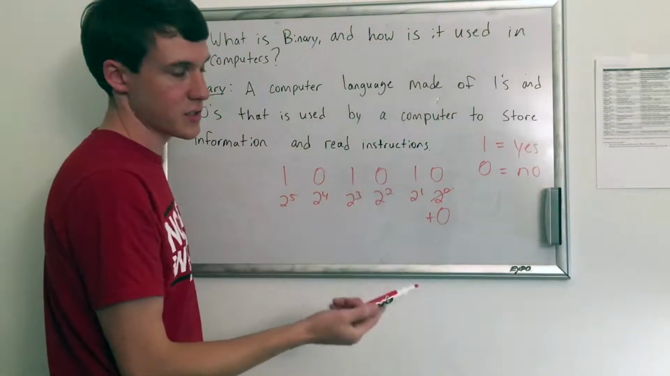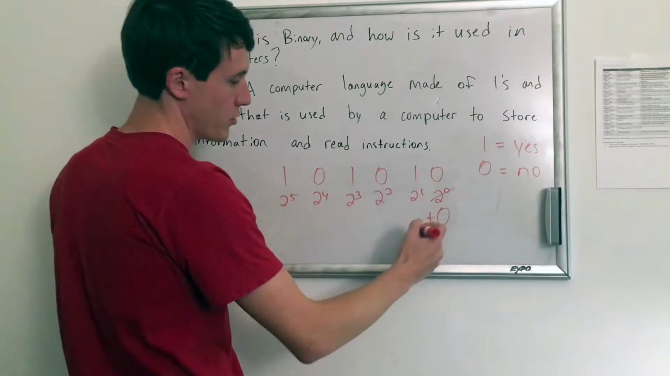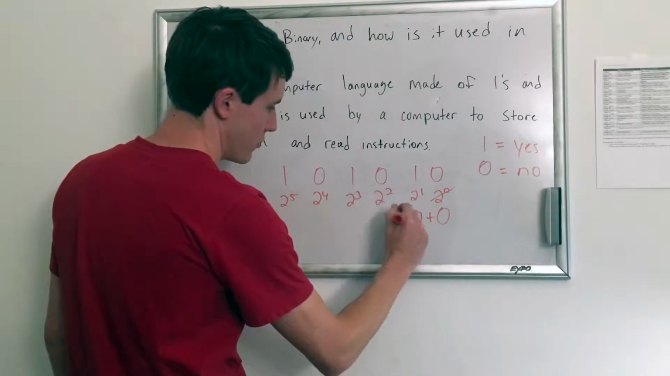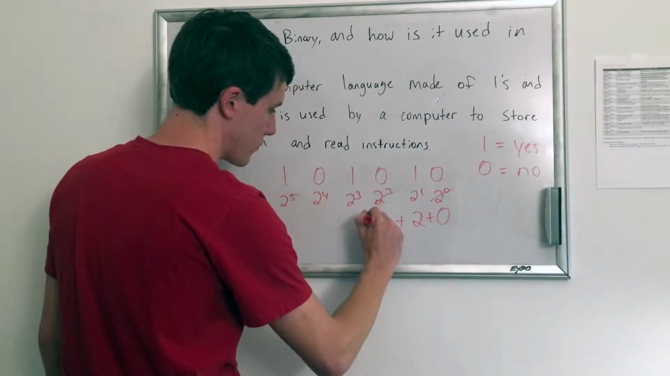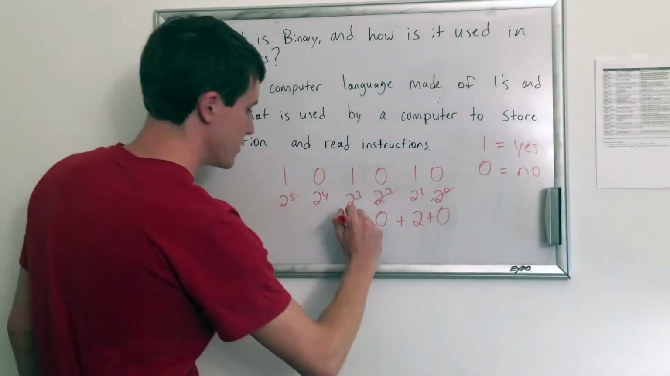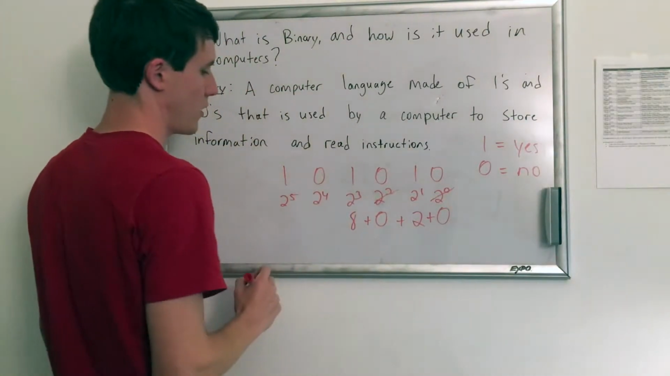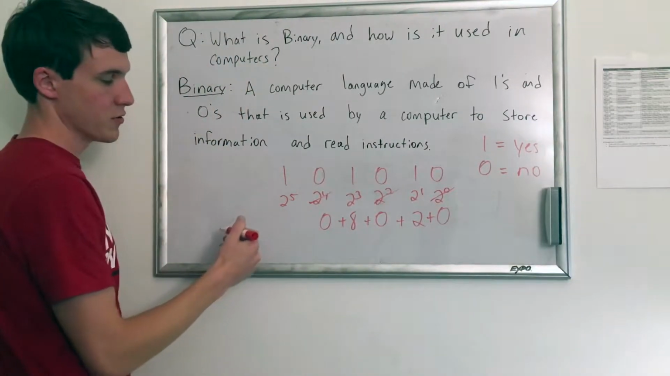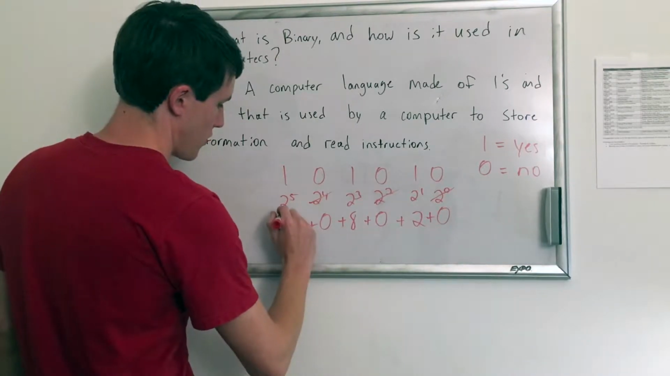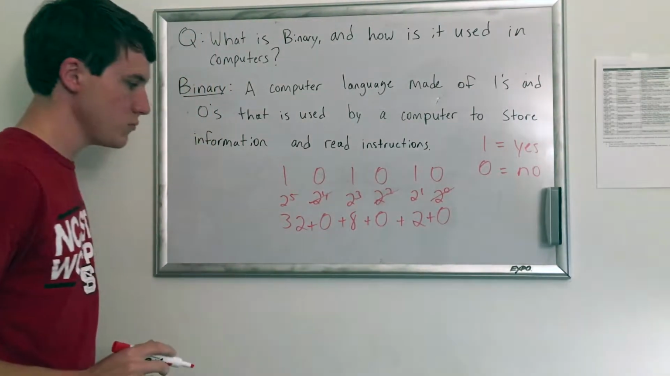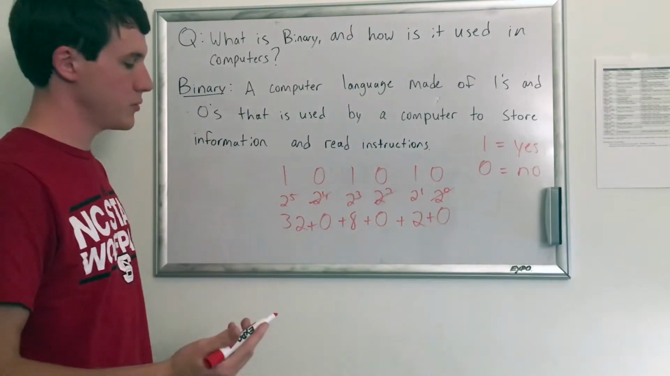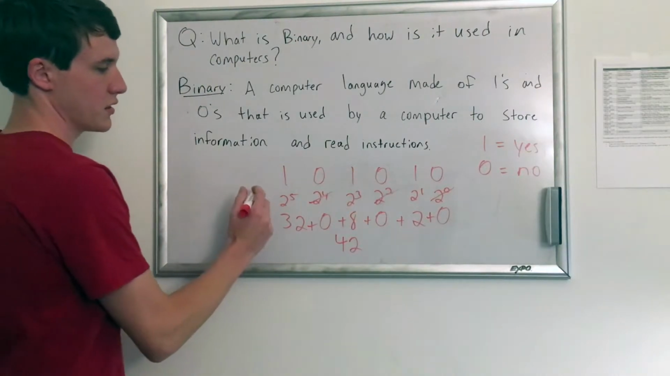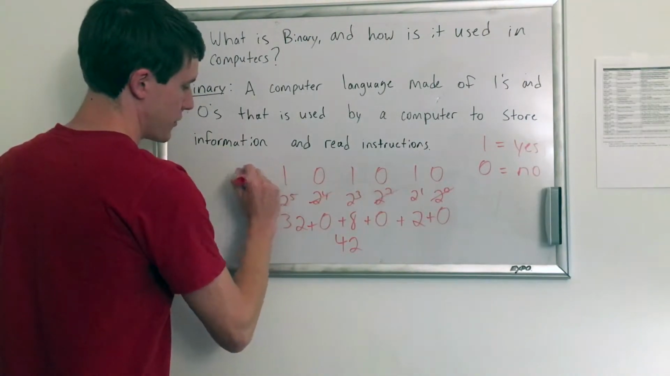And now 1, which means yes, you're going to include 2 to the 1 in your addition. So 2. There's a 0 meaning no, so you can mark that out, 0. Yes, 2 cubed is 8. And then no, mark that out, 0. And then 2 to the 5th is included, yes, 32. And this all adds up to be 42, meaning that this binary code actually represents the number 42.